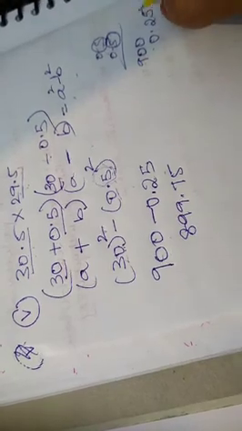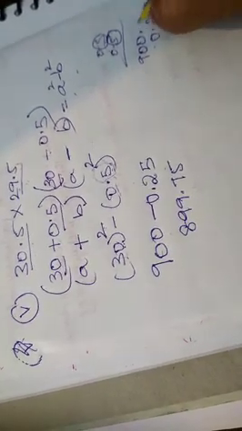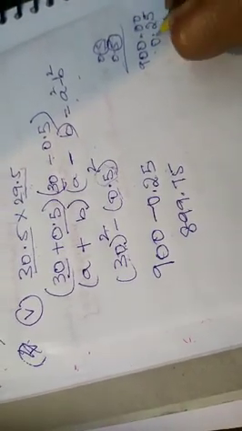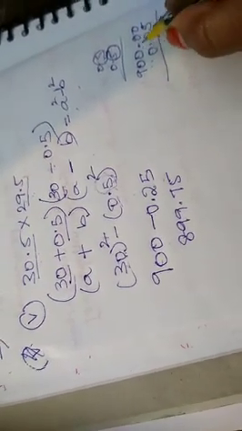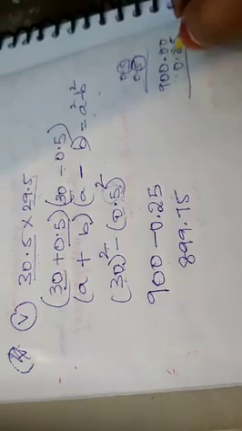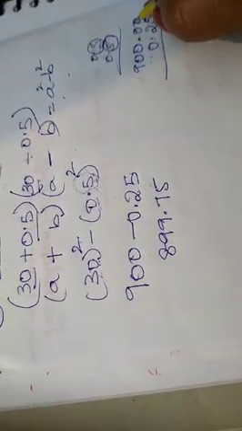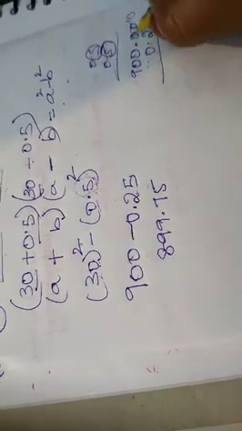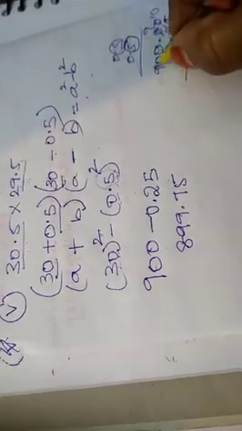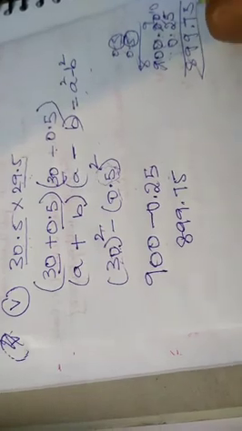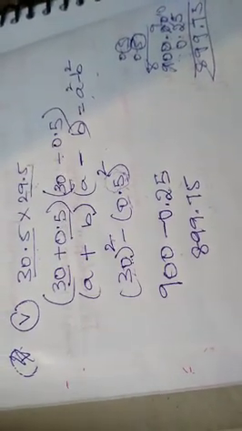Always remember, whenever you are adding or subtracting decimals, every time the point should be below the point. As 900 does not have a point, you should put a point and then 2 decimals. So now 10 minus 5 is 5. Here 9 will be there, so 9 minus 2 is 7. Here you'll have 9, here you'll have 9, and here it is 8. So 899.75.